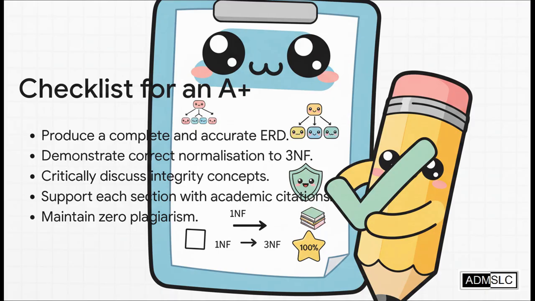Here it is. 1. A complete and flawless ERD. 2. Nail the normalization, showing all your steps to 3NF. 3. Have a really smart, critical discussion about data integrity. 4. Back up your arguments with good academic sources. And 5. The obvious one, 0 plagiarism. You tick all those boxes, you're going to be in a fantastic position.